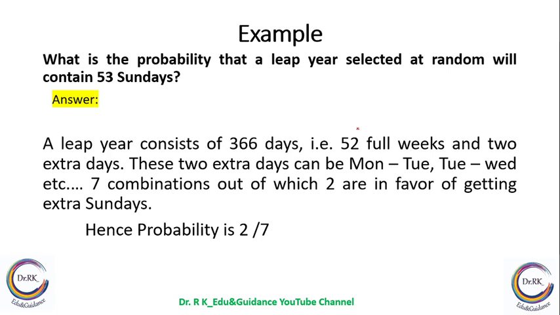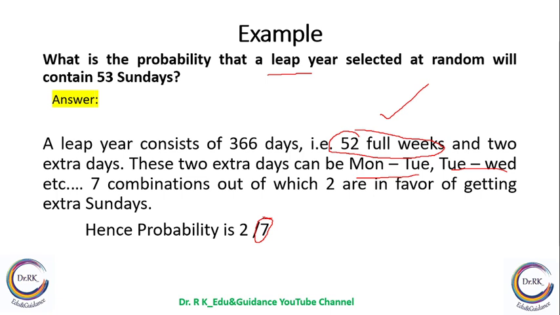So in this case, a leap year is selected. Already 52 full weeks are there, which means 52 Sundays are already available. So left over are 2 extra days. The 2 extra days can be any combination because it depends on what day the year started. So the 2 extra days can be combinations like Monday-Tuesday, Tuesday-Wednesday, Wednesday-Thursday, Thursday-Friday, Friday-Saturday, Saturday-Sunday, and so on. So there are 7 combinations in total.